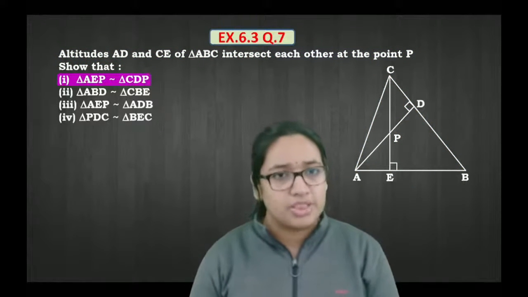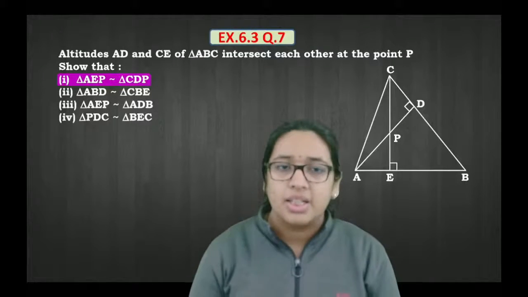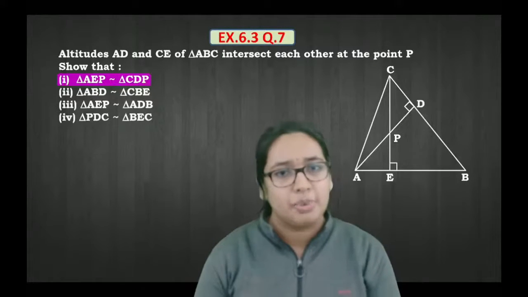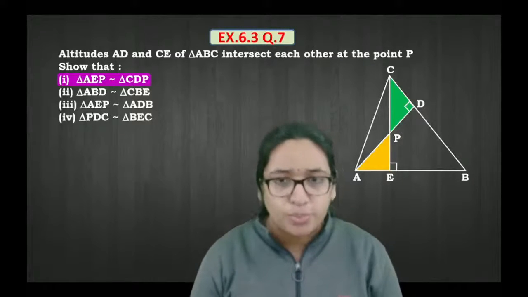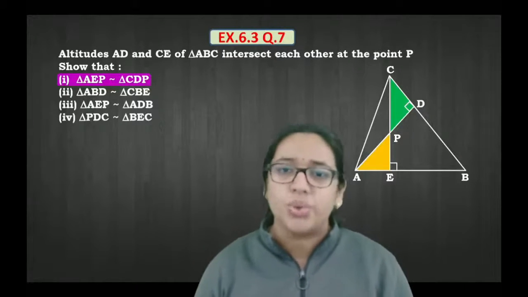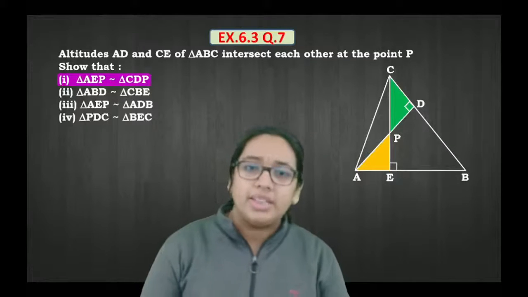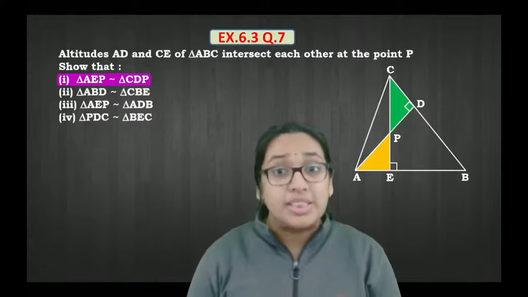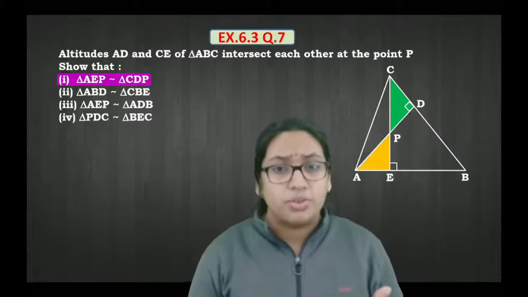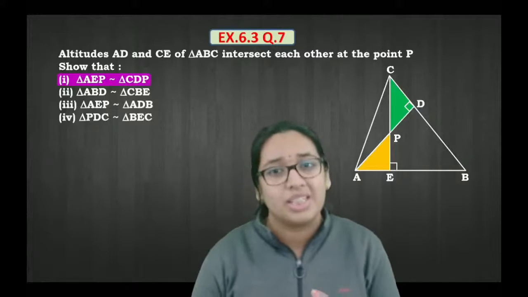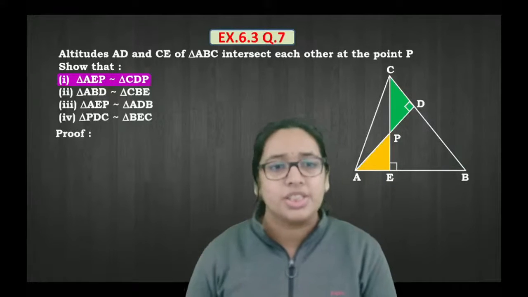We'll go through the first question, that we have to show that AEP is similar to CDP. So these will be our two triangles. We have to prove similarity between these two triangles. Are you able to see this one? Correct. So the yellow one and the green one. If we have to show similarity between them, then obviously one of the criteria should hold. The first one is SSS, but now we can see it's something about angles, right? So we'll just check it.